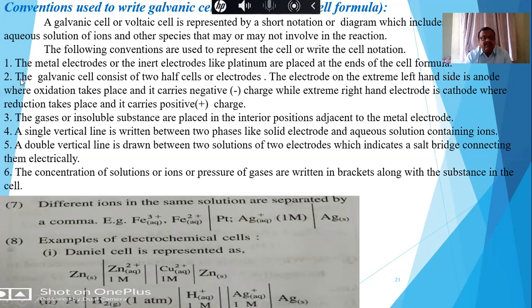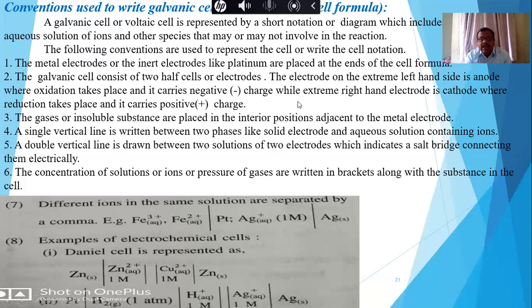The second point is that the galvanic cell consists of two half cells or electrodes. The electrode on the extreme left hand side is called the anode, where oxidation takes place, and this electrode carries a negative charge.